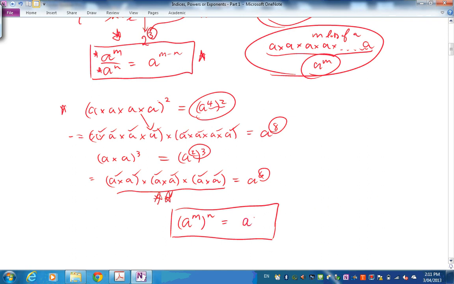Well, what have we done? We have multiplied the powers together in each of these cases here. And later on, I'm going to set up a little proof so that you can see why that might happen. All right, what else might we want to do?